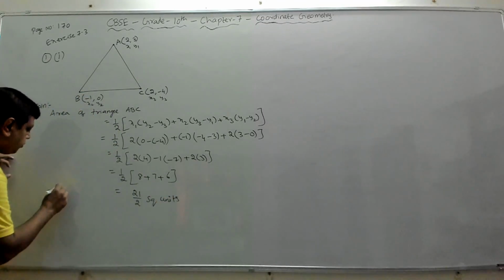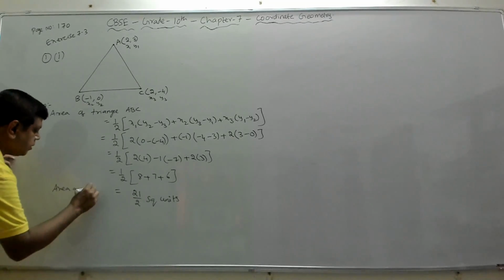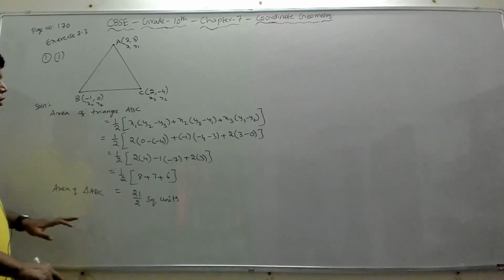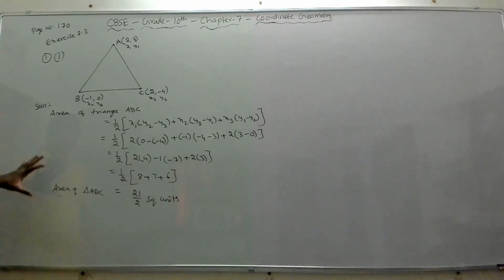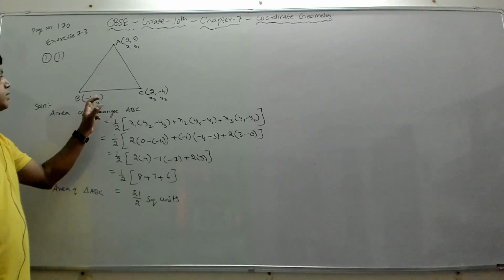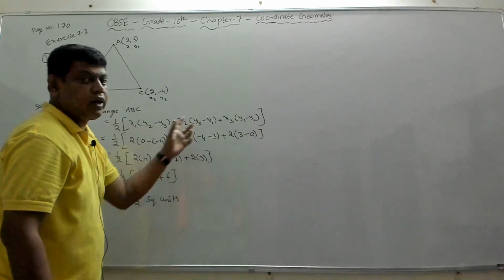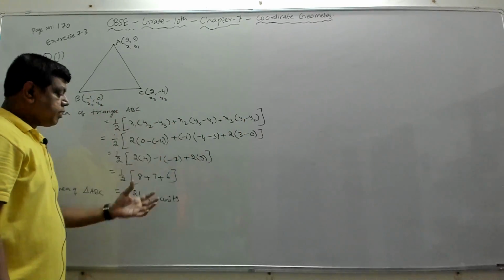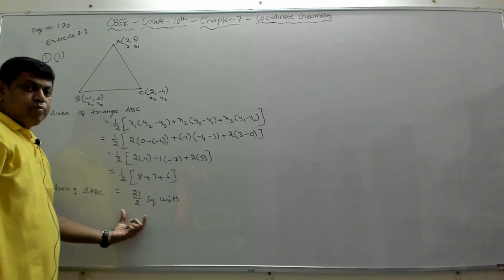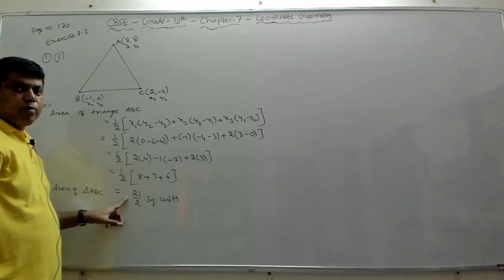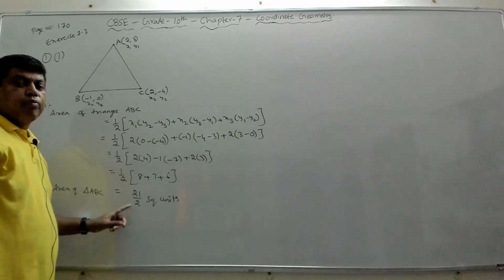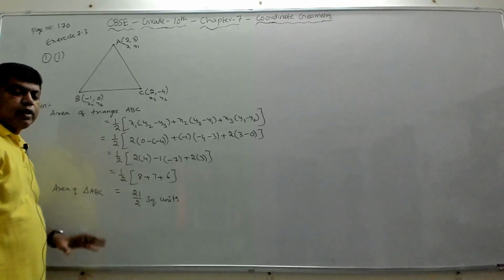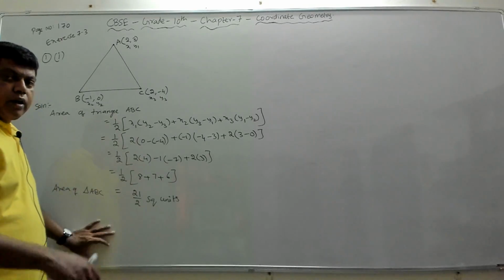So area of triangle ABC is equal to 21 by 2 square units. Fine. So this is how we find the area of the triangle. When three vertices are given, we use this formula to find the area of the triangle. And when you find the area, the answer that we get, we have to take the absolute value. Sometimes we may get negative numbers. Suppose we had got minus 21 by 2, then we should take the area as 21 by 2. We cannot take negative because area cannot be negative.